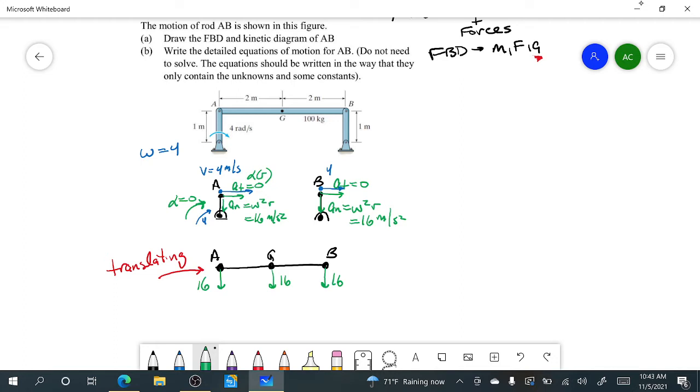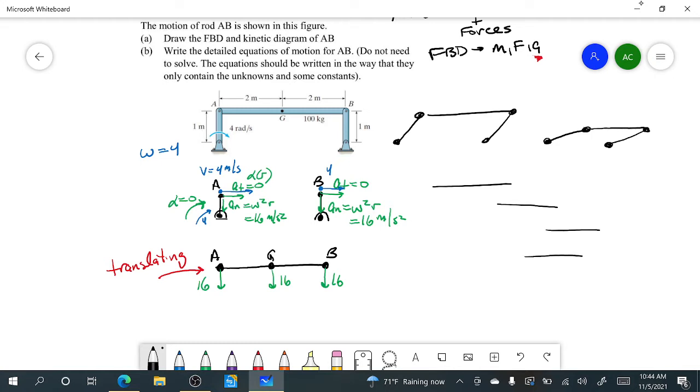Now it's translating, but you got to think about the way it's translating. It's translating due to a rotation. This bar is rotating. This bar is also going to be rotating. So if you draw out the next situation, it will look like this, and then another situation later on where it will look like this. It almost looks like a windshield wiper, where the bar itself keeps its orientation, but the angle is changing.